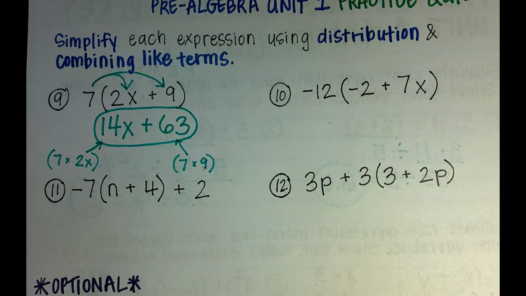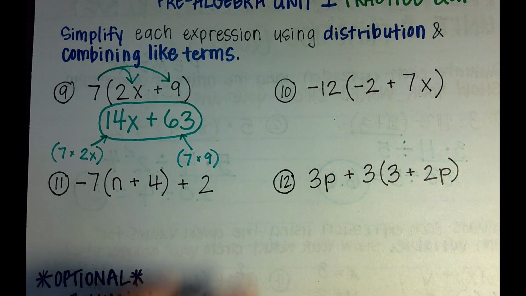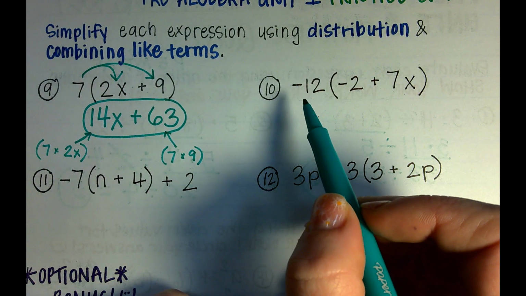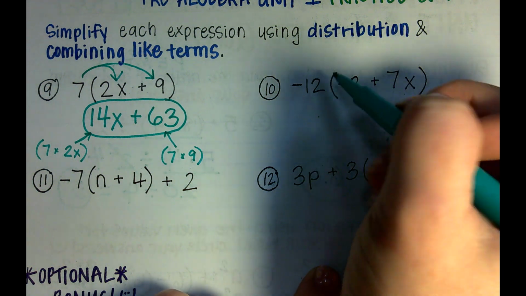Okay, any questions on number 9? All right, let's look at number 10. What's the first thing I should do for number 10? Multiply negative 12 times negative 2.